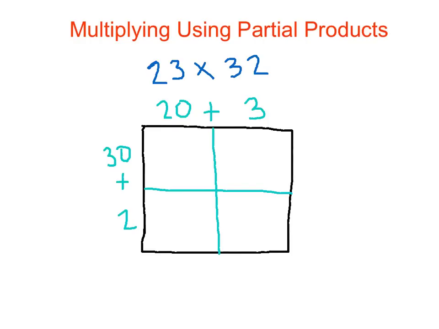So 20 times 30 is still multiplying in your tens. You're going to know that you're going to have 2 zeros as part of the answer. And then really you're just multiplying 3 times 2, which everybody should be able to do. So we get our 600.